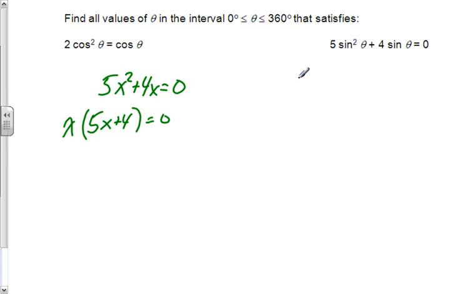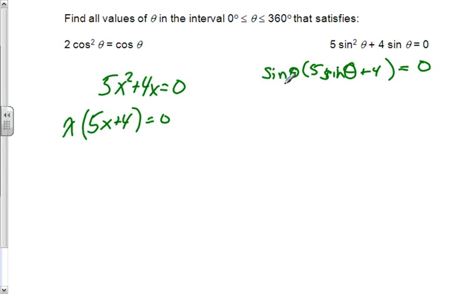Do the same thing over here. We're going to see that we just have a sine we can factor out. So if we take a sine of theta out, I get 5 sine of theta plus 4. Remember, if you distribute it back, it should give us back what we originally had.